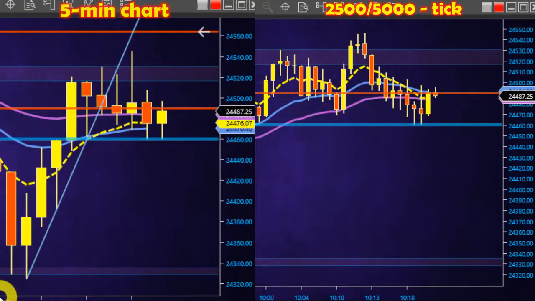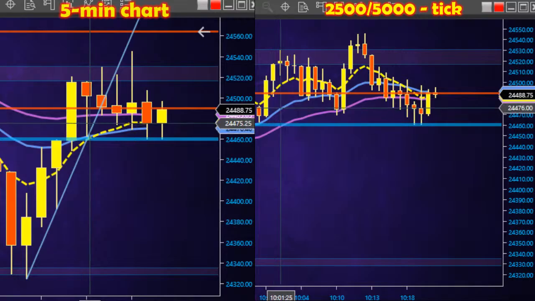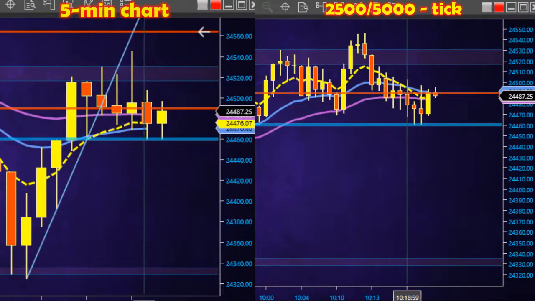So it looks like it just wanted to come down, and this is a very sneaky price action right here, buddy boy. Very sneaky. Well, I had to get out eventually. I'm not going to just keep holding it.